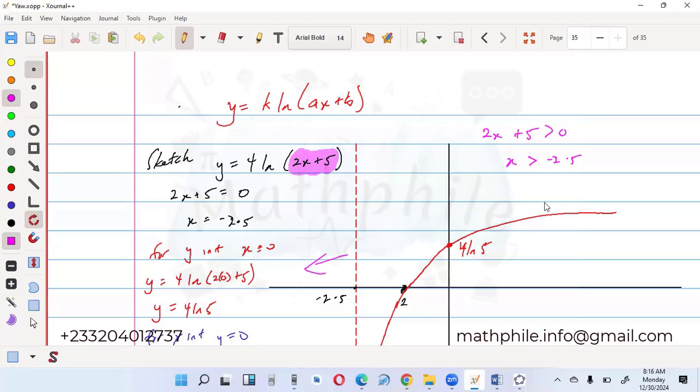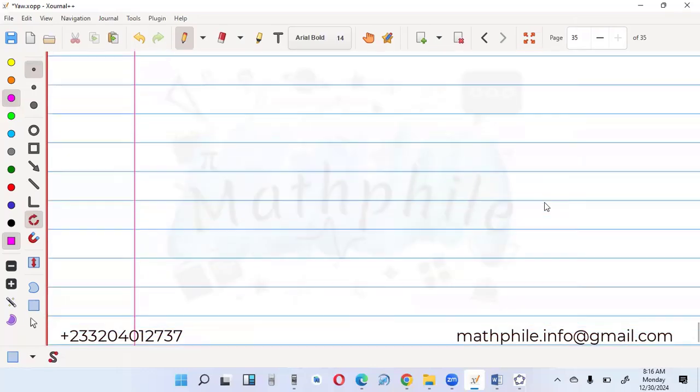Let's see if you can sketch this one by yourself. So y is equal to ln of 2x plus 4. Say please, I'm done. Okay, send me the solution. Quickly send it to me so that we solve it together.